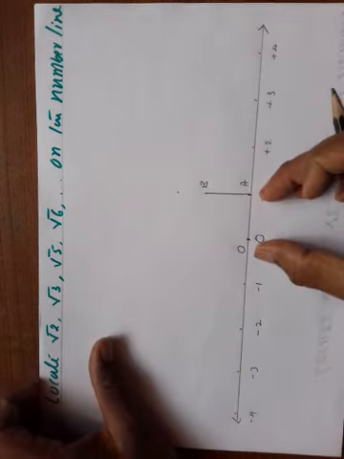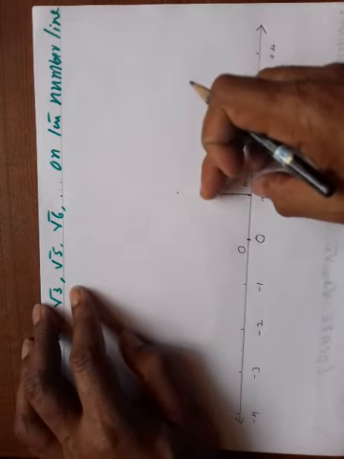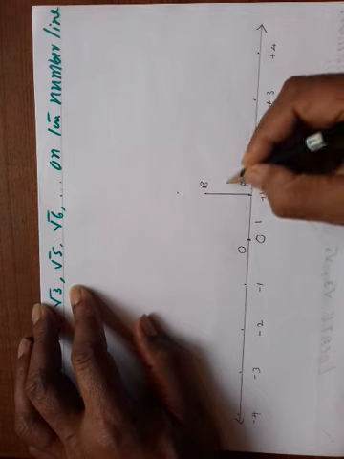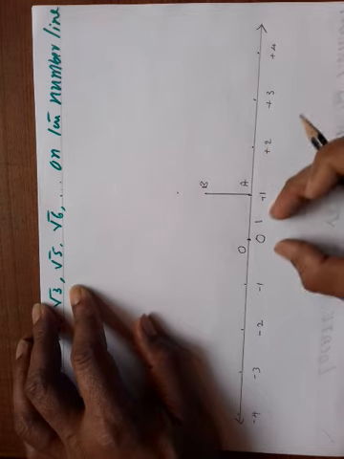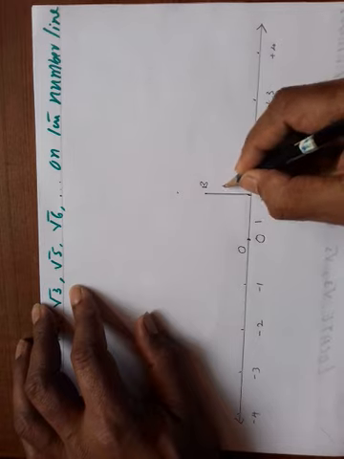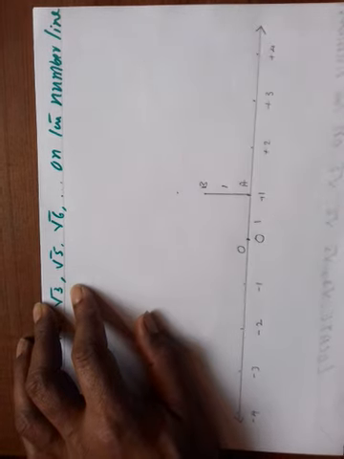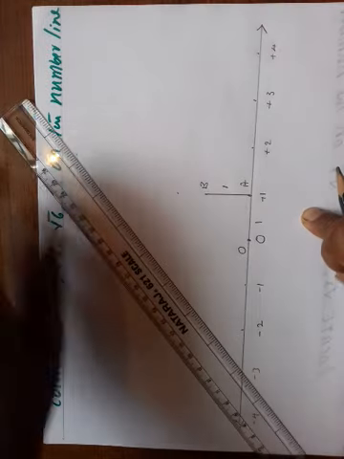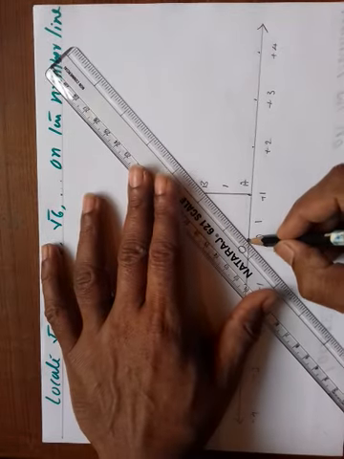OA, how much you have taken? The same length should be taken. See here, this is 1 unit. Several units are there. Among these units I have taken 1 unit. So the length of AB is also 1 unit. Now you join OB.